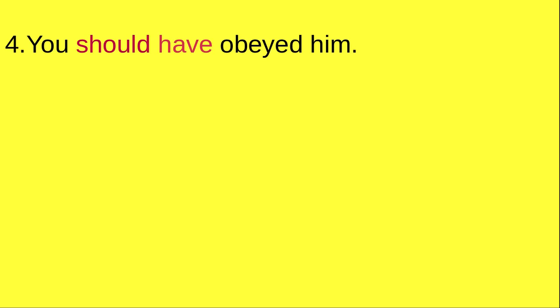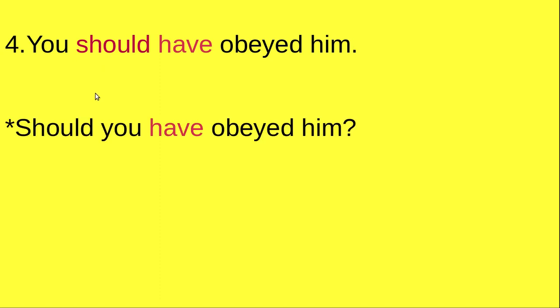Okay. Now, you should have obeyed him. How many auxiliaries are there? There are two auxiliaries. Should is there, have is there. As an example, he has been working here for 3 years. Has is there, been is there, they are auxiliaries. Usually we take the first auxiliary to the beginning, bring it first, right? Then that will be the yes or no question. Should you have obeyed him?